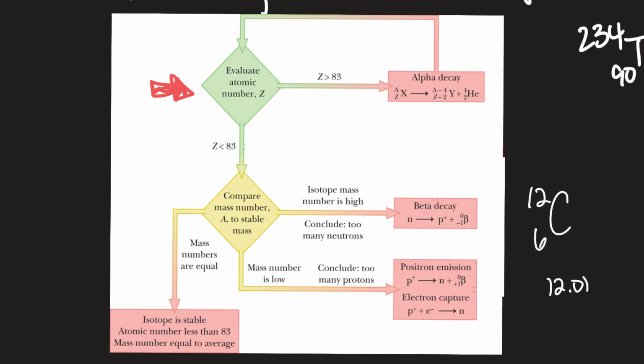Or if the mass number is too low, that's because there are too many protons, then we'll go through some type of positron emission or even electron capture. Okay, and so let's talk about this. Let me show you examples of how that looks.